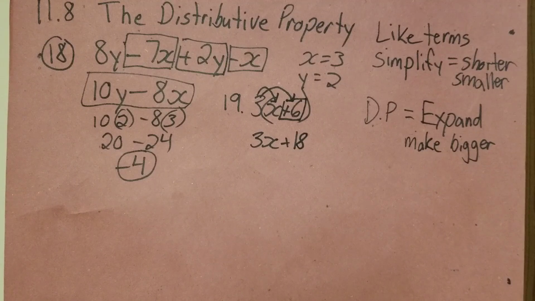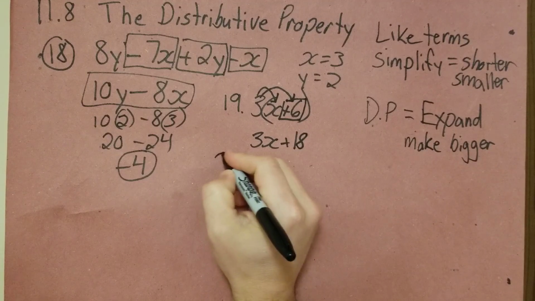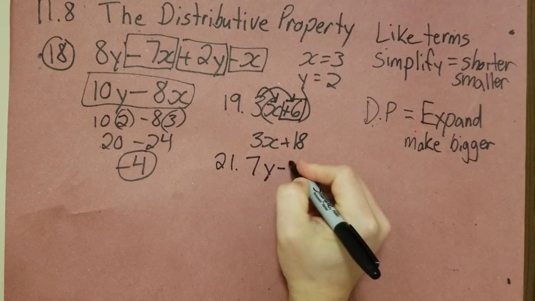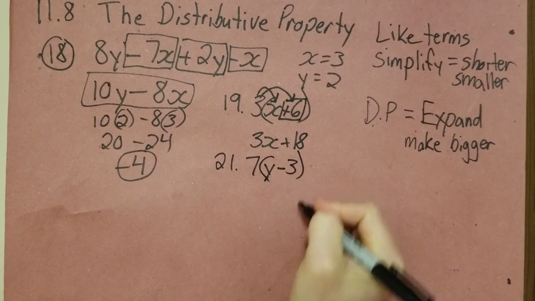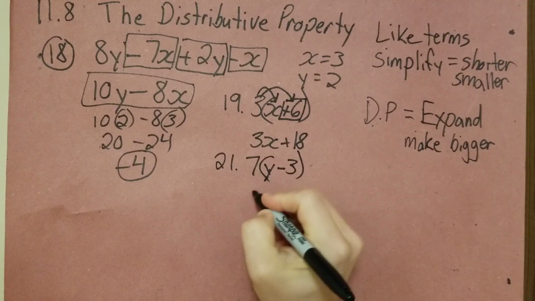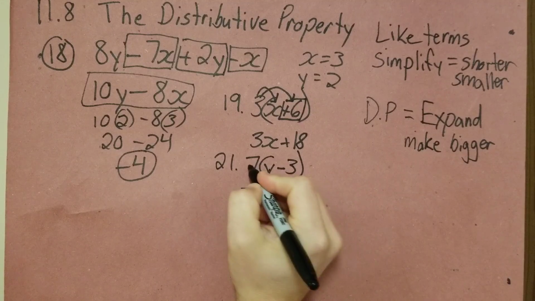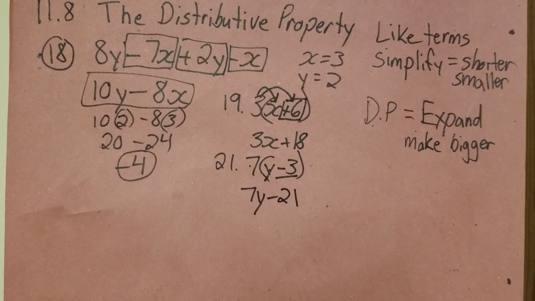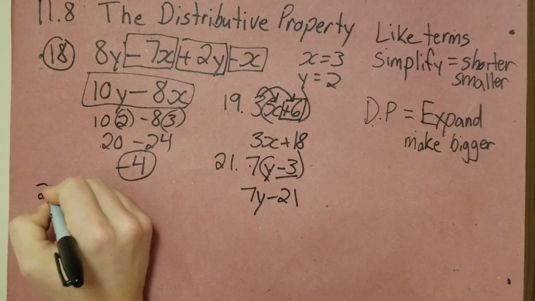All right. Let's take a look at number 21. Number 21 is 7 times y minus 3. Distributive property, 7 times y is 7y. 7 times minus 3 is minus 21. That's my answer. That's it. Now, those are the easy ones.